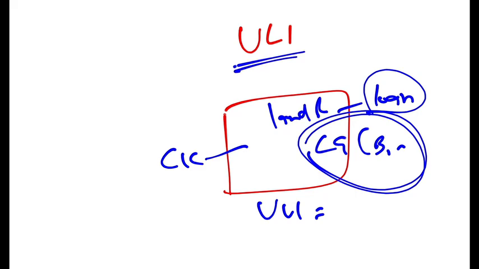So the frictionless credit platform has been called ULI. It will include banks, NBFCs, fintech companies, everyone. And more details will emerge as this is launched in the future.